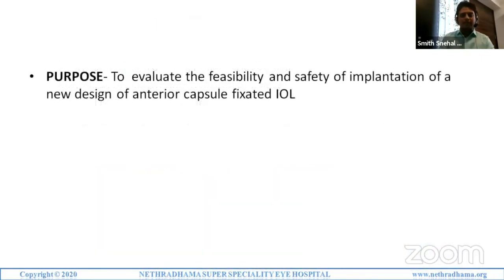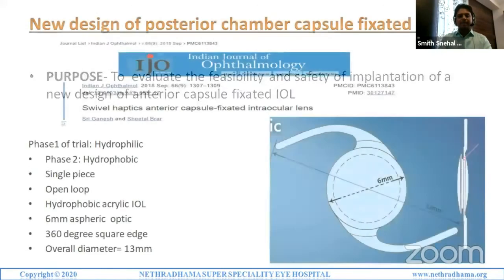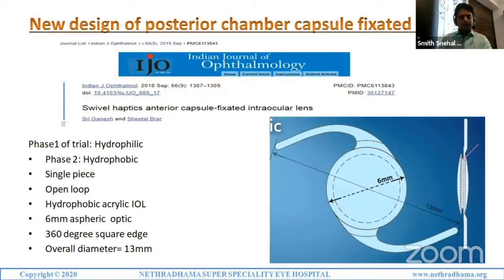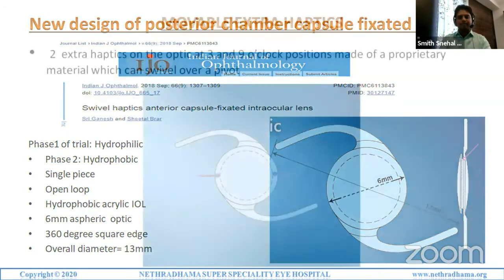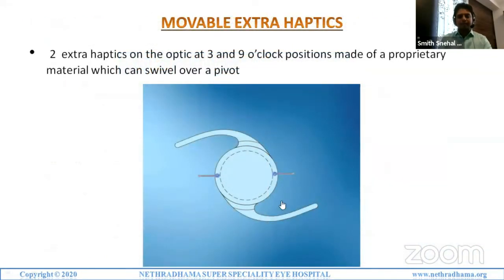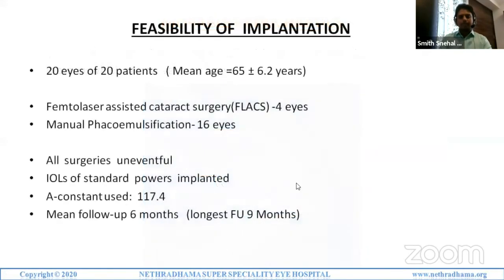Therefore, the purpose of this study is to report the feasibility and safety of implantation of a new design of anterior capsule fixated IOL with swivel haptics, which is a single piece open loop hydrophobic acrylic IOL with a 6 mm aspheric optics bearing a 360-degree square edge and an overall diameter of 13 mm. The lens has 2 extra haptics at 3 and 9 o'clock position, which can swivel over a pivot. The feasibility of implantation of this lens has been verified in manual phacoemulsification as well as femtolaser assisted cataract surgery.